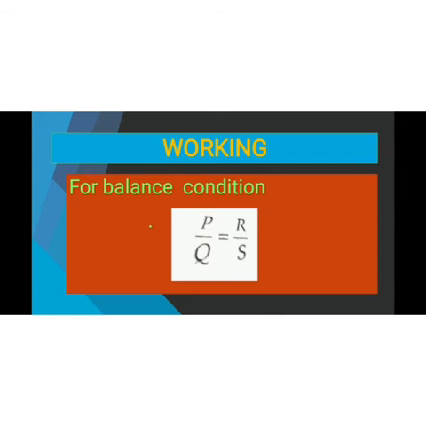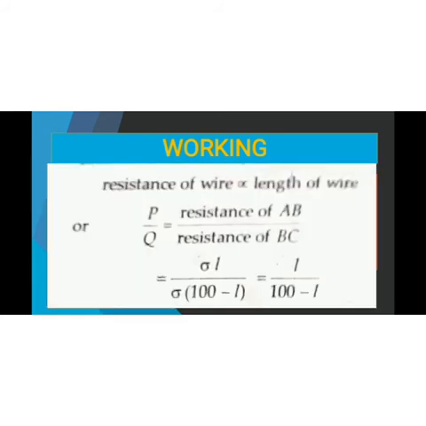P upon Q equals R upon S, where S is unknown resistance, R is known resistance, which we take from the resistance box. P will be sigma L and Q will be sigma into 100 minus L. The resistance of wire is directly proportional to length. So P upon Q equals resistance of AB upon resistance of BC.